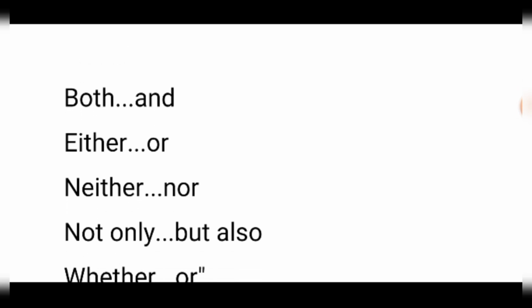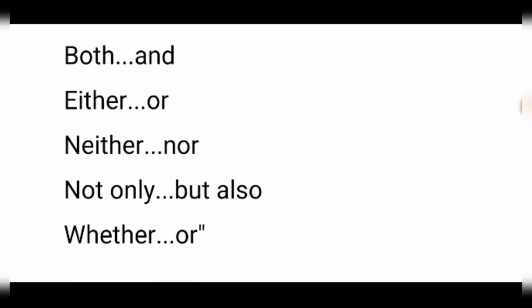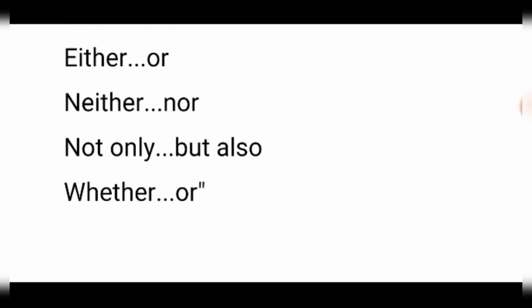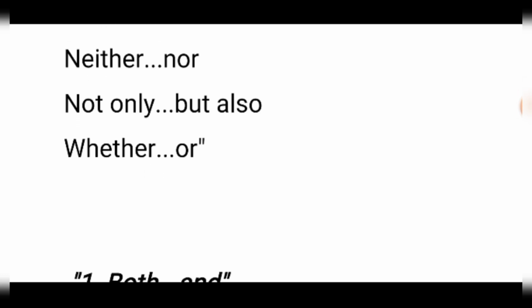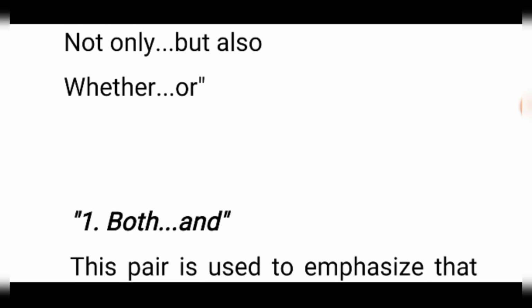Both and. These can be used together. Okay. Next is either or. Either and or, both are correct. Okay, this is another pair of correlative conjunction. Neither nor, this is the third pair of correlative conjunction. Not only but also, this is a correlative conjunction. Whether or, both are correlative conjunctions.